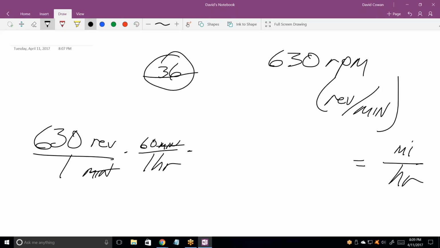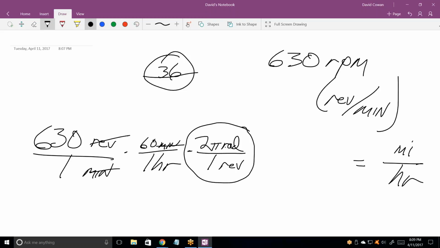Now, the next part is the hard part: 2 pi radians per 1 revolution. When I say that's the hard part, that's the part everybody would have trouble with. Do you understand that conversion factor? Do you see why it's 2 pi radians per 1 revolution? Yes. Okay. And the revolutions cancel. Now we have radians per hour.